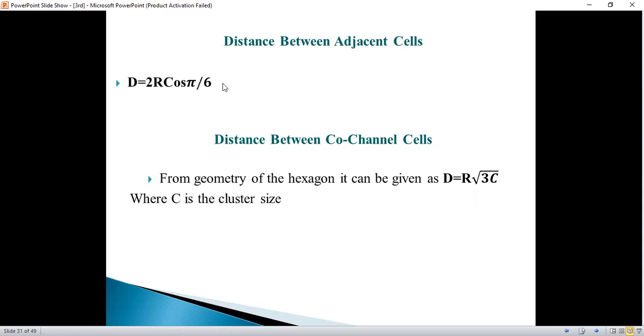Are you getting it? It will be R under root 3. If we convert this, it will be under root 3 upon 2, 2 and 2 will be cancelled, and we will just get R under root 3. And if we are talking about co-channel cells distance, we will have the cluster size also over here. Okay. Yes ma'am.